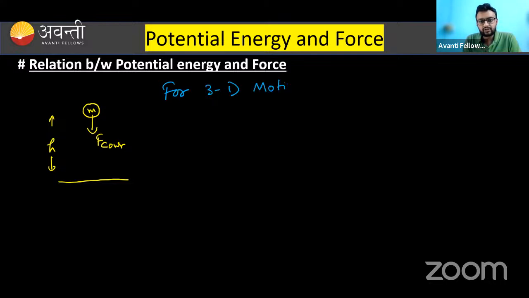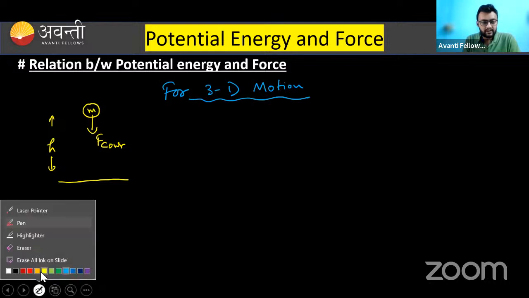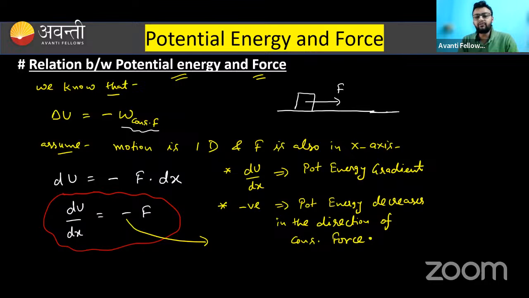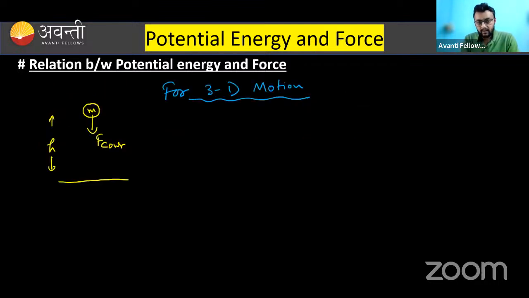Three-dimensional motion. If I write in three-dimensional motion, now, listen to me very carefully. We have learned that F is equal to negative of du over dx. So, the force, if I write force, then it has three components: x direction, y direction, z direction.